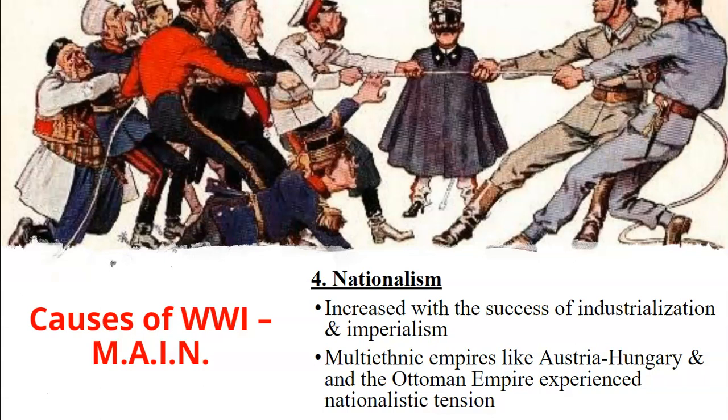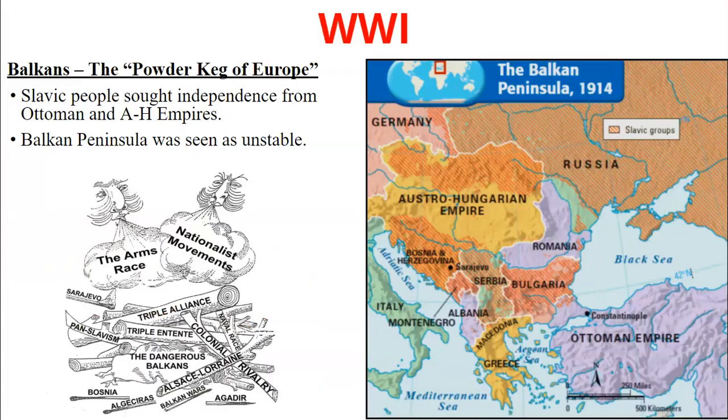So there were these multi-ethnic empires like Austria-Hungary and the Ottoman Empire, and they're going to experience these nationalistic tensions. Have all these people, like we talked about the Slavic people. They wanted to have their own nation, and instead they're getting pushed around. So the Balkans area is known as the powder keg of Europe. Like I said, the Slavic people sought independence from the Ottoman and Austro-Hungarian empires. But the Balkan Peninsula was also seen as unstable because all these different countries are going to start to break apart.